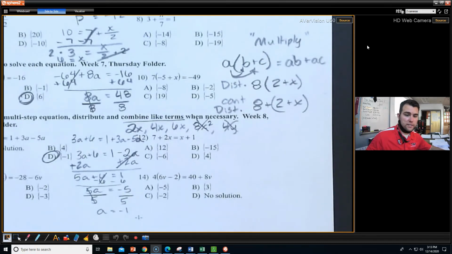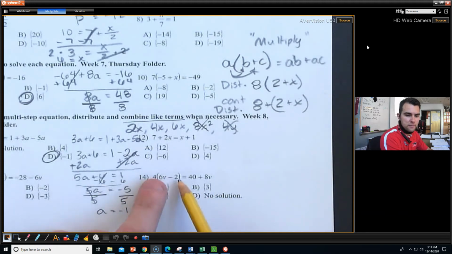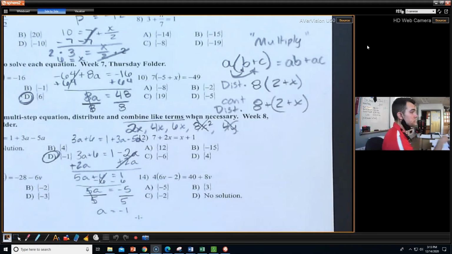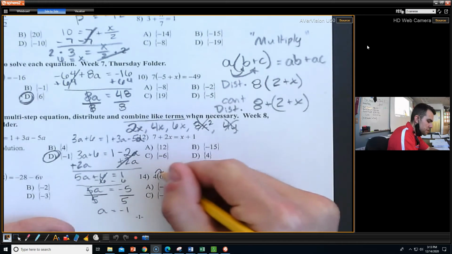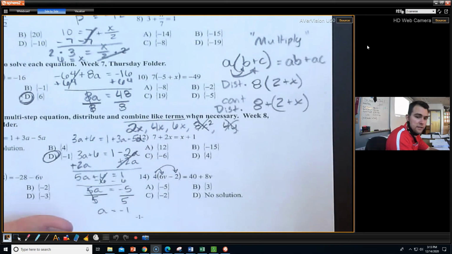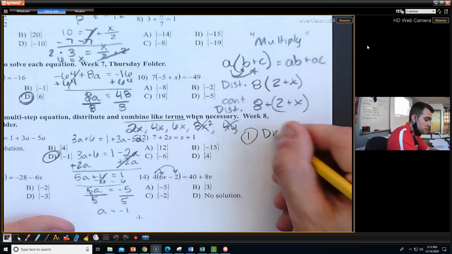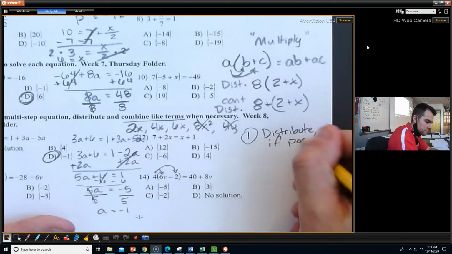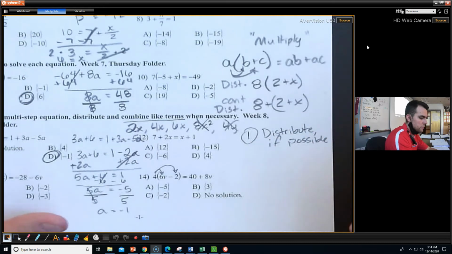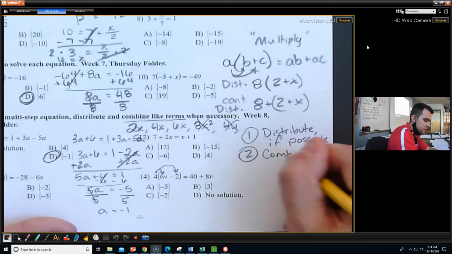Let's look at number 14, because now it's not just a variable on each side. Now we have parentheses right here. Let me ask you guys, can I distribute? Yeah, I can distribute this 4 to the 6v minus 2. Okay? So my advice to you is, the first thing I would do when dealing with these is distribute if possible. And then after you distribute, then I would combine like terms.